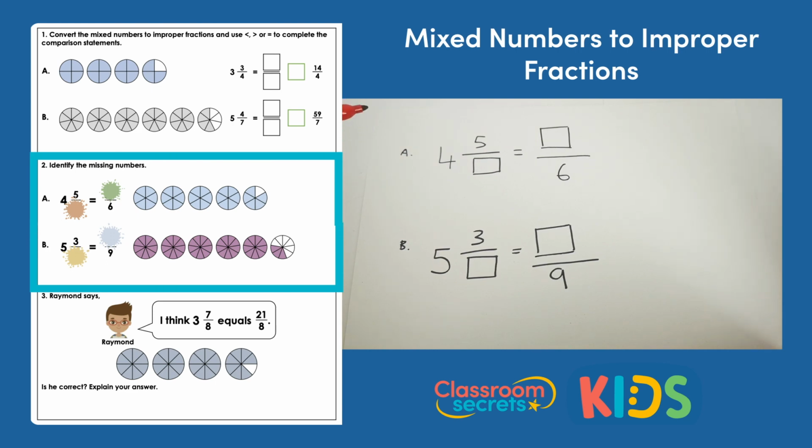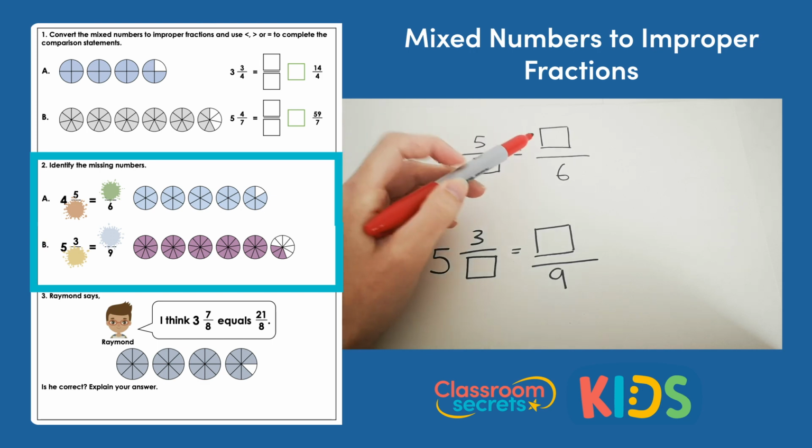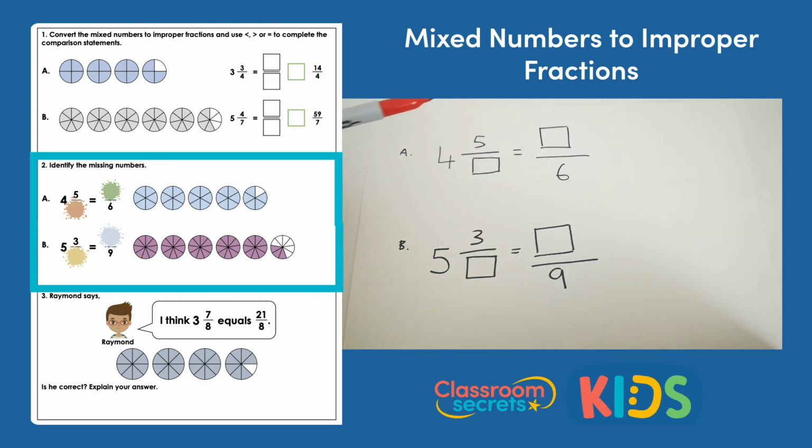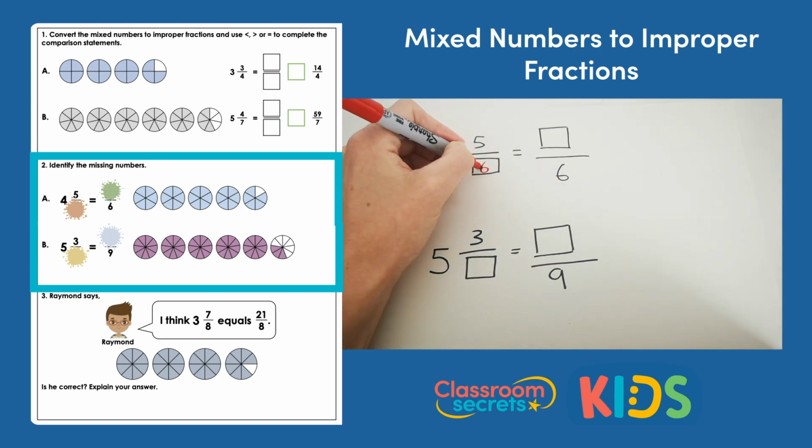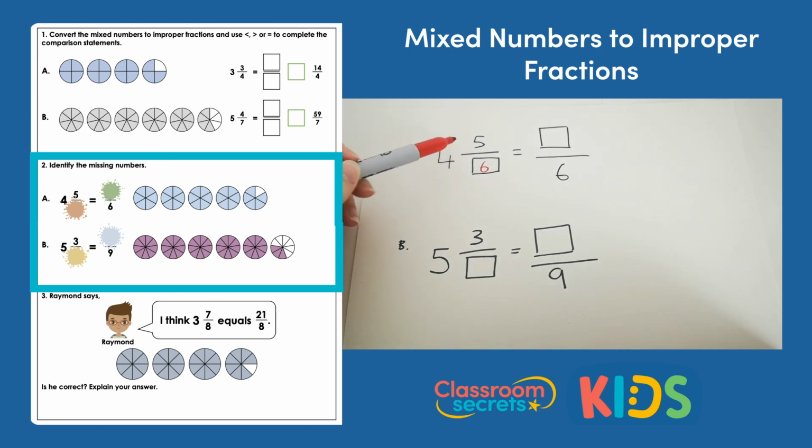Question 2. Identify the missing numbers. On your sheet you've been given a mixed number and an improper fraction, and some of the denominators and numerators have been blotted out. So we need to work out what those missing numbers are. We've got 4 and 5 somethings is equal to something 6. That tells me that the denominator for this number must be 6. Because when you convert a mixed number into an improper fraction, you don't tend to change the denominator unless it's being simplified. And looking at the image, it's out of 6, therefore the denominator must be 6.